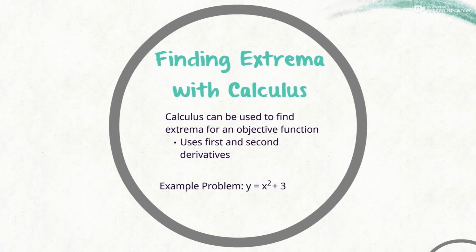And we're going to start with an example problem. We're going to show that calculus can be used to find extrema, or the critical points, for an objective function. And all we have to do is use the first and second derivatives. So we have an example problem here. We have y equals x squared plus 3. So very simple equation. And this is going to be our objective function.